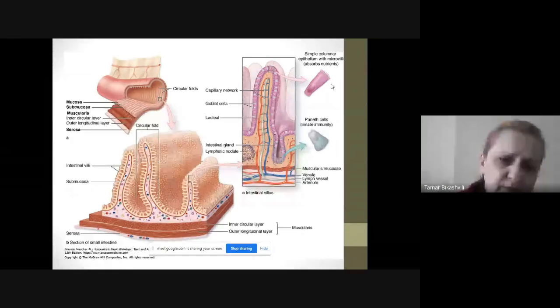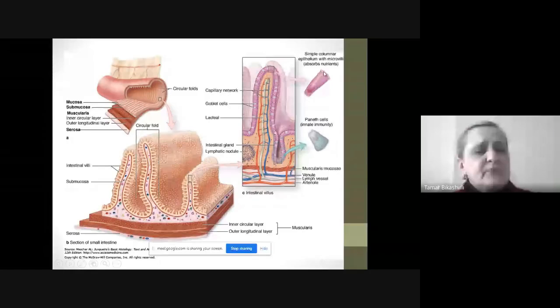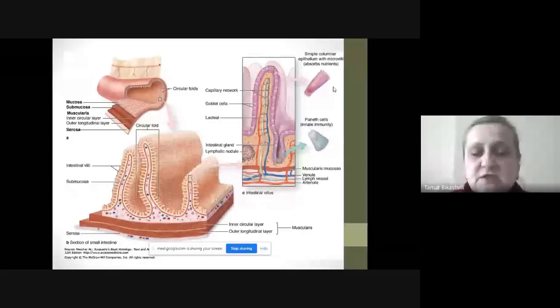Threefold, the circular folds increase the surface, then tenfold the villi, then microvilli an additional twenty-fold. So it means that the surface is large. Approximately the surface of the small intestine is 200 square meters, so a large structure.